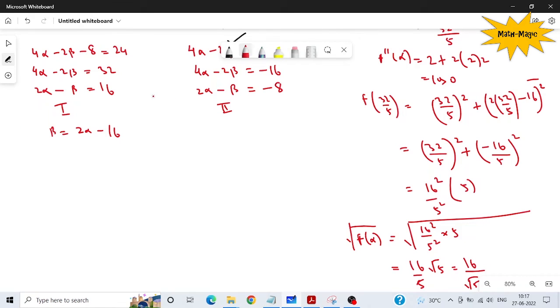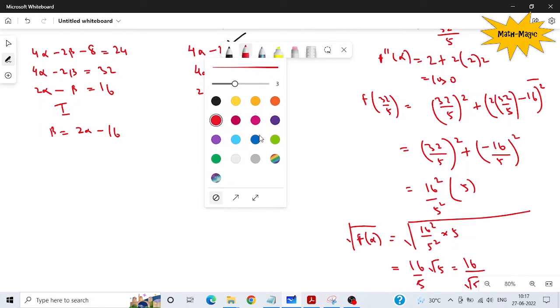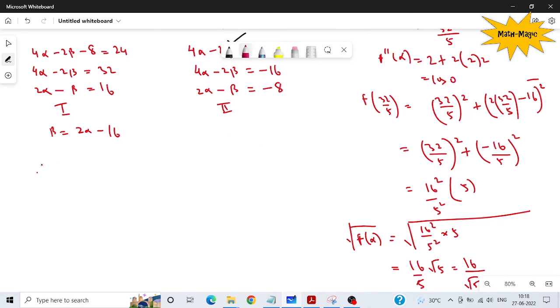Now we have to consider another case and check what minimum value we get from that. So what is the equation that we have? We have 2 alpha minus beta equals minus 8, so the value of beta is 2 alpha plus 8. Then f of alpha is equal to alpha squared plus beta squared, so it's alpha squared plus (2 alpha plus 8) squared. Now let's find the minimum of this function.